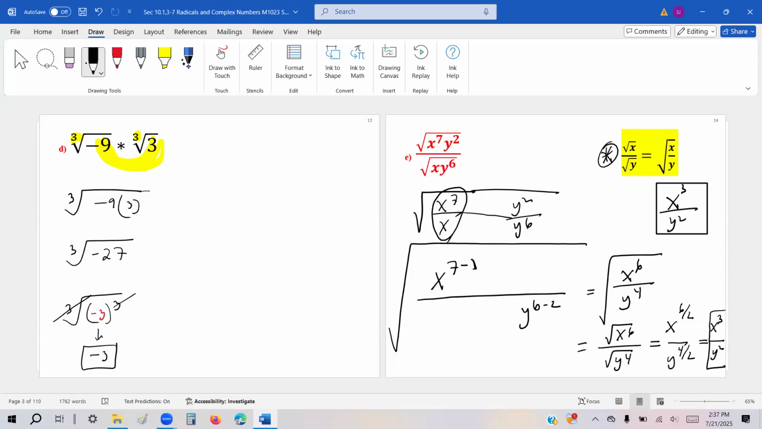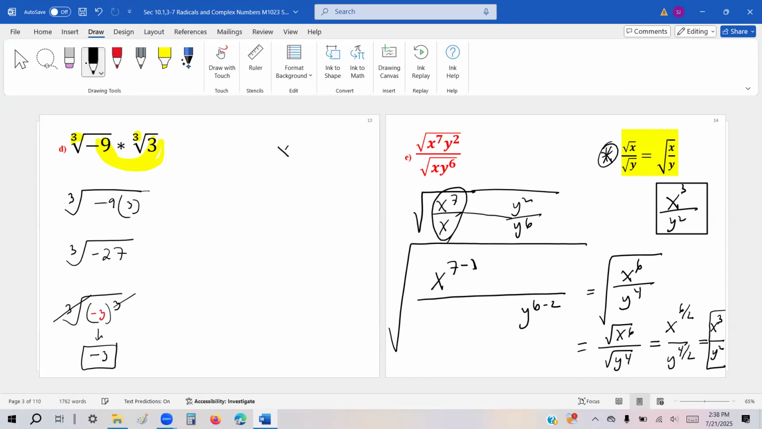So step 1, look at x and y separately under one big radical, simplify them under one big radical, and then split them so that you can have their individual power. Then you're allowed to split them because of the exponent rule.